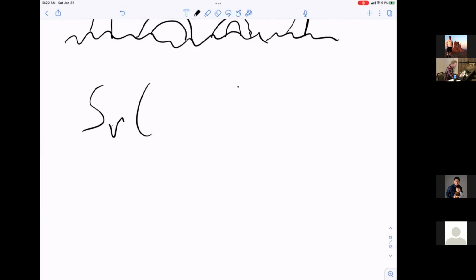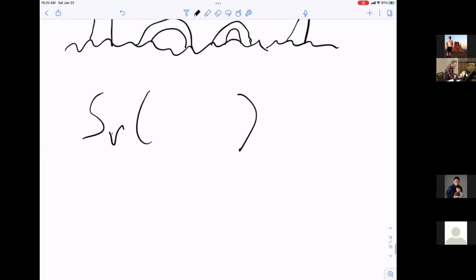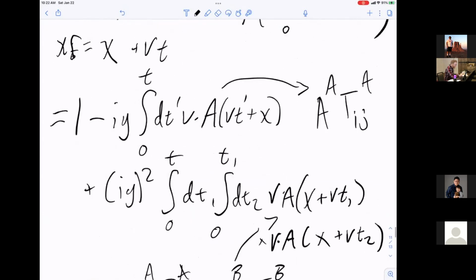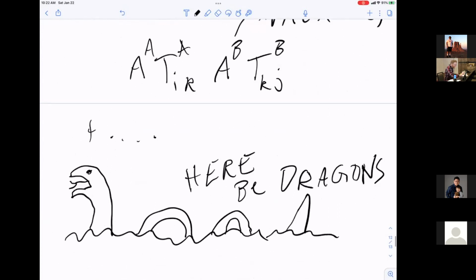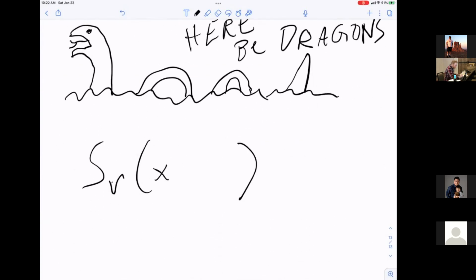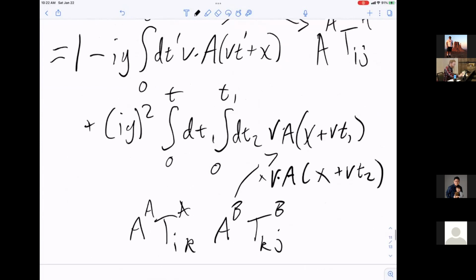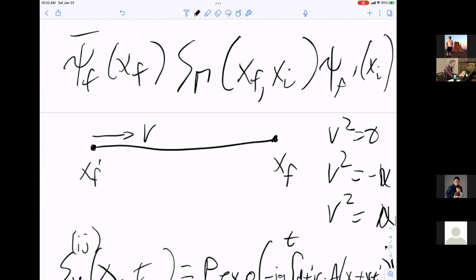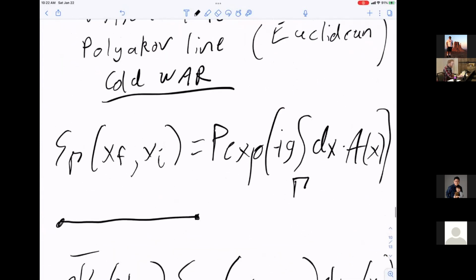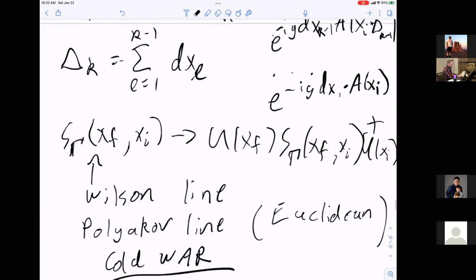So I can always think about some object where, let's see if I can remain consistent with my notation, x_t, x, infinity. Now, when I do my gauge transformations on my Wilson line, it behaves like this: I have my gauge transformation at x_f, and then I have my gauge transformation at x_i.